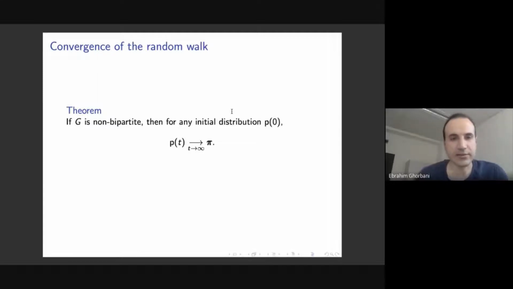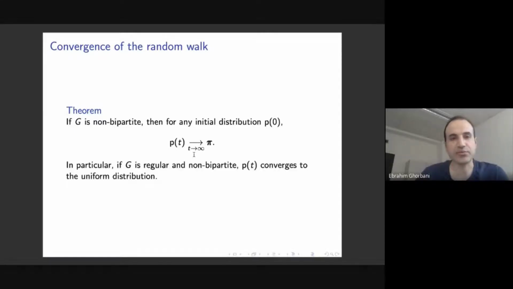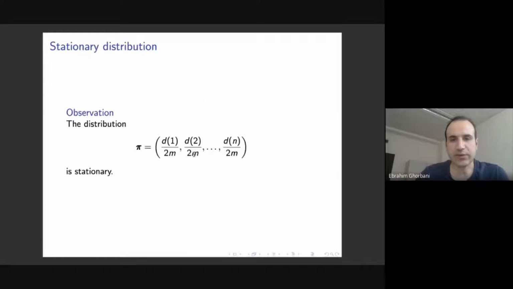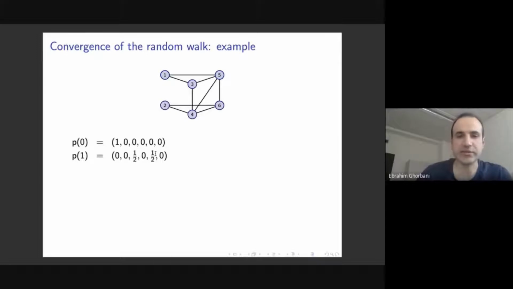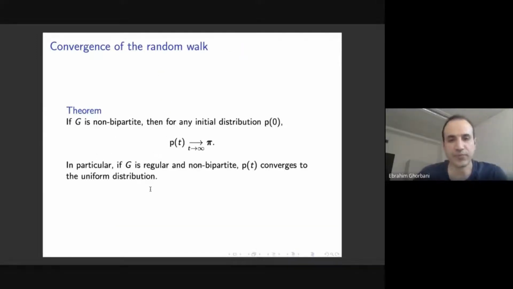This is a standard theorem in random walks that if G is not bipartite, then starting with any initial distribution, the vector of distribution converges to the stationary distribution. Once more, if our graph is regular, then all the degrees are the same, and this pi is just a uniform distribution over the vertices. So we have this particular case that if G is regular and of course non-bipartite, then P_t converges to the uniform distribution.